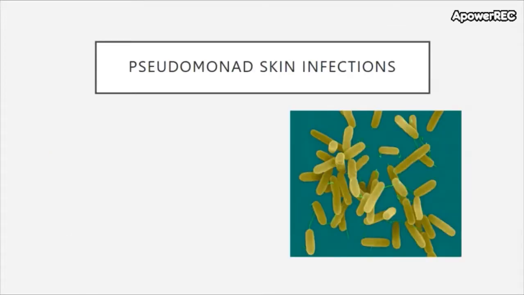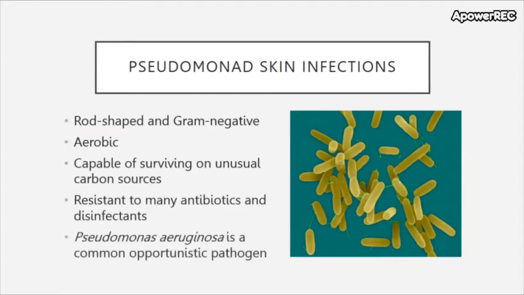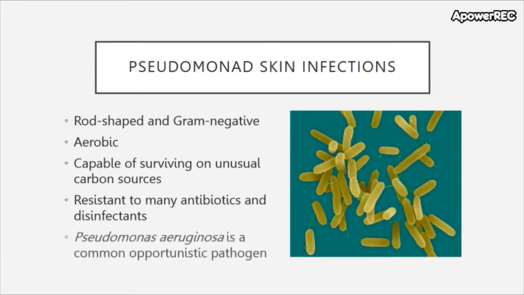The next major group of bacterium that cause skin infections are pseudomonads. And so they are rod-shaped and gram-negative, which is different than the previous 2 examples of Staphylococcus and Streptococcus. They are aerobic, and they are capable of surviving on unusual carbon sources. They are resistant to many antibiotics and disinfectants.